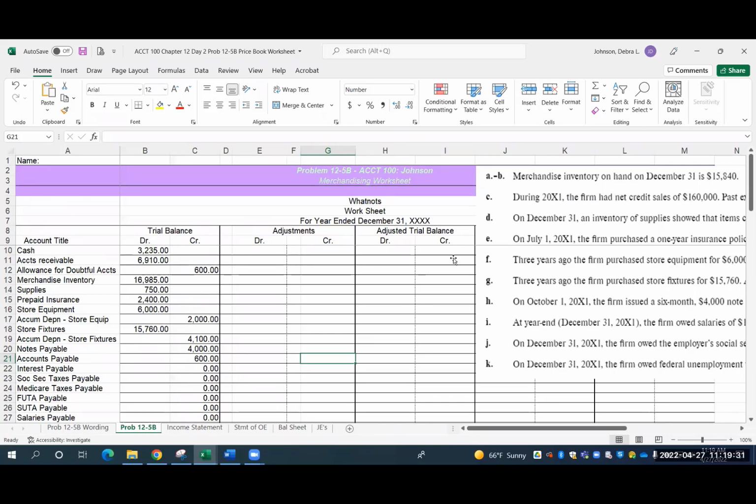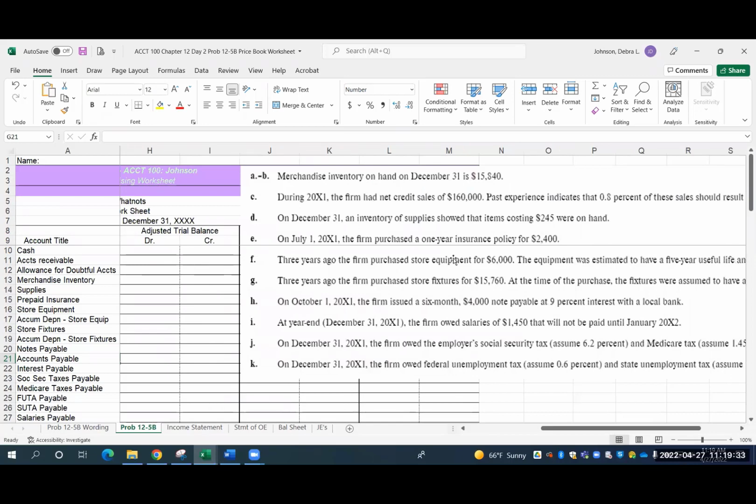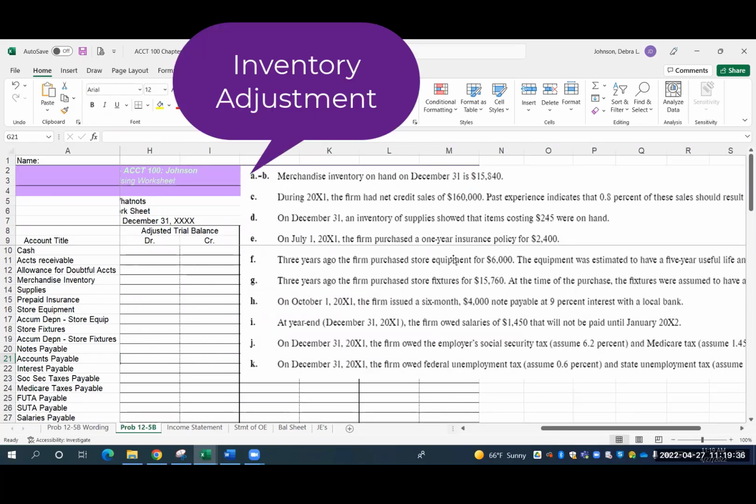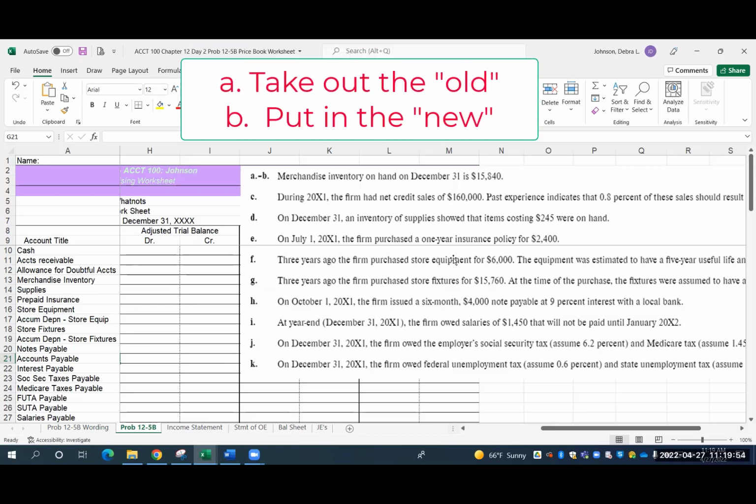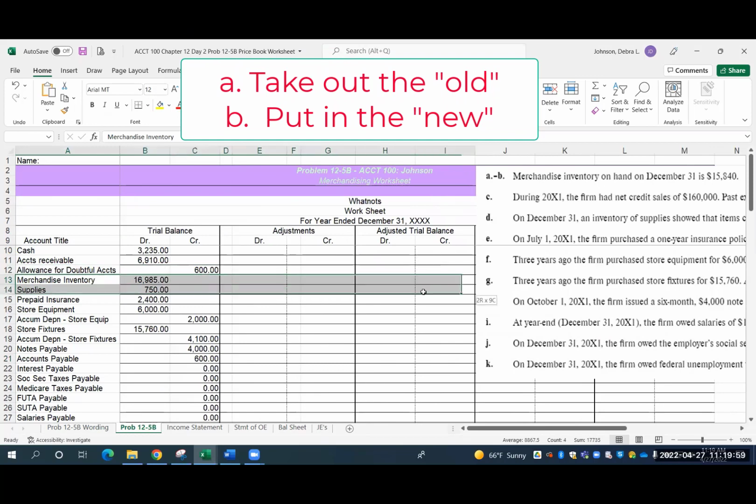So let me move this over so we can all see it. First one. Inventory on hand was $15,840. You notice how they called it letter A and B, because we learned last time why we do this in two steps. You guys remember the name of the steps? Anybody? We called it take out the old, put in the new, right? So I'm going to isolate this inventory line item so you guys can see it here. We're working on the inventory line. And so we're going to do two things. We're going to take out the old and put in the new.